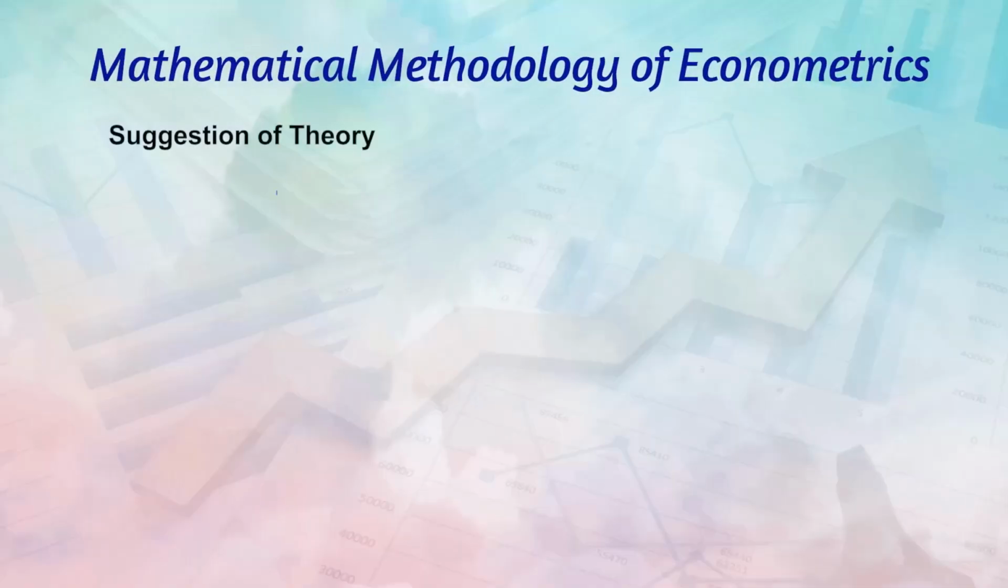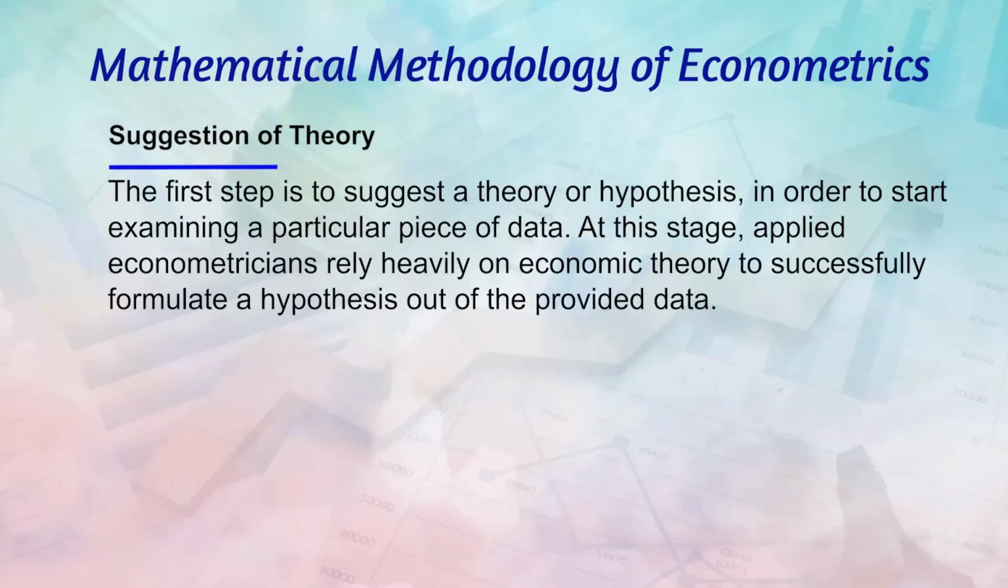Now, we get into the methodology of econometrics. That is, what are the steps involved when we are carrying out any research problem in this discipline of econometrics? First, we go by the suggestion of the theory, because the first aim is to frame a theory or a hypothesis, which can be deeply rooted in the underlying assumptions of any economic logic. Like, I want to examine a particular piece of data. So applied econometrics heavily rests on economic theory.